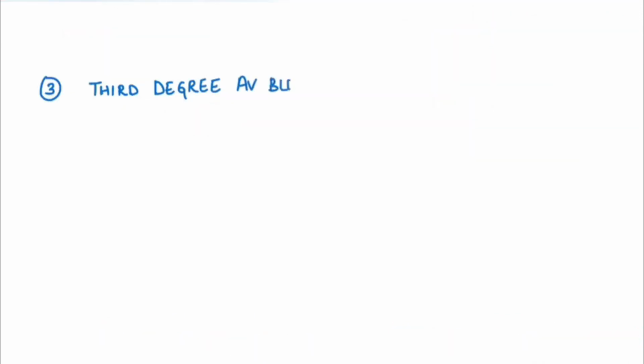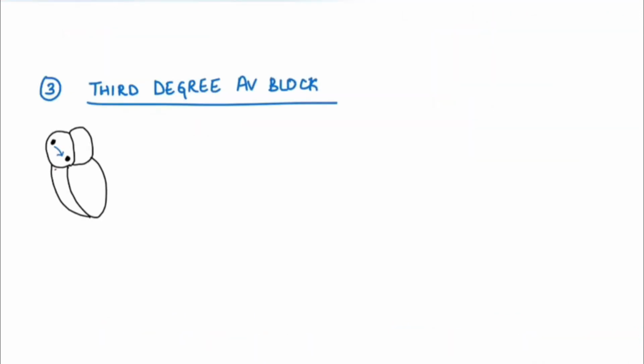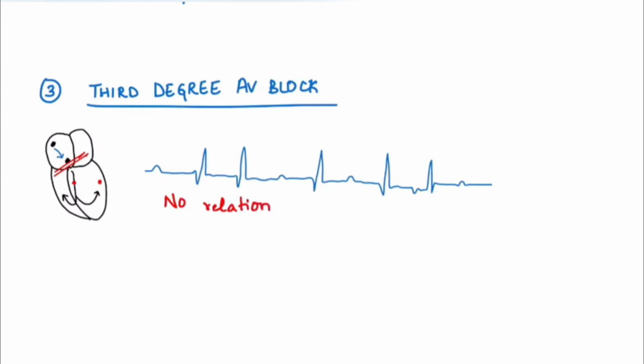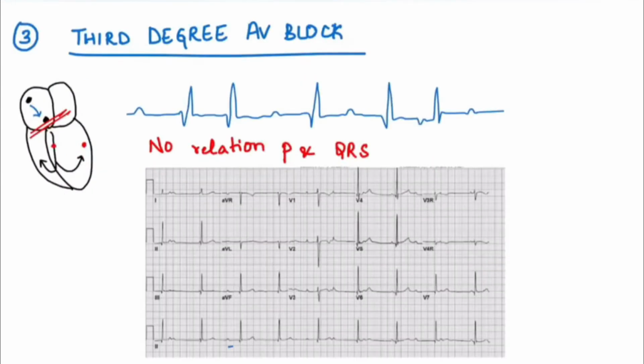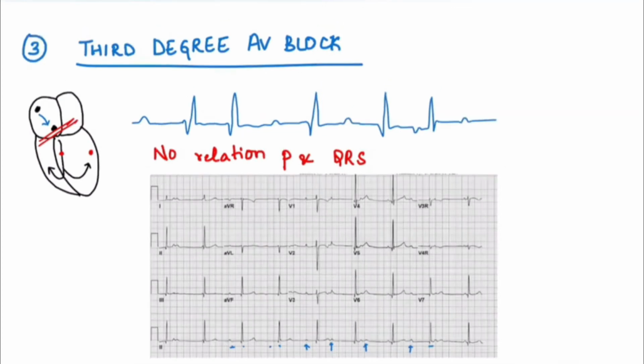Now we look at the third degree AV block. In third degree AV block, there is a complete block between the atrial and the ventricular contraction, because of which the atrial contraction and ventricular contraction are independent of each other. So there is no relationship between the P waves and the QRS complexes at all. Now we'll look at an ECG here. The P waves occur randomly and QRS complexes occur randomly. So this is a third degree AV block.